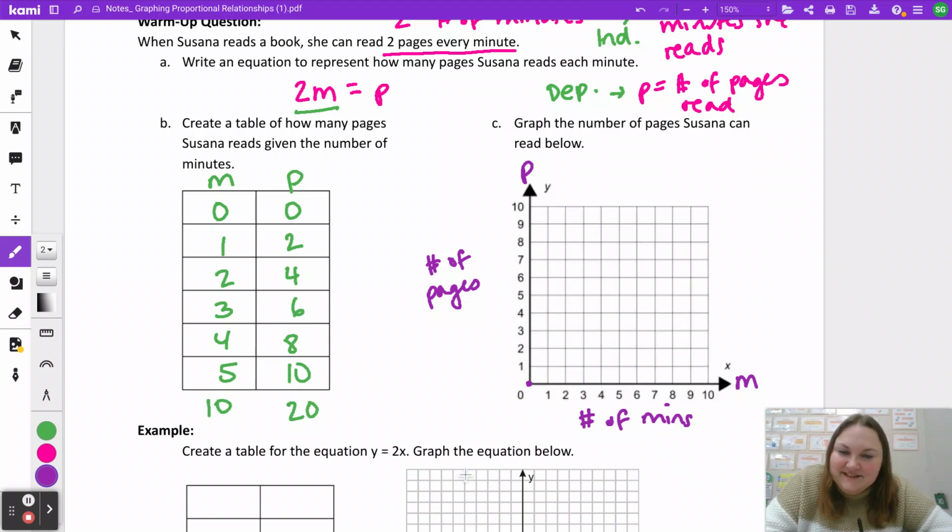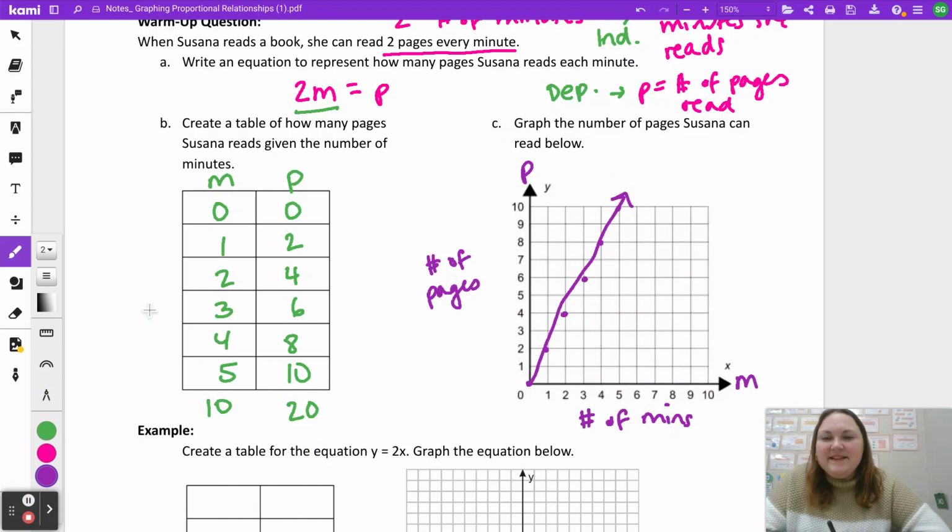Since we already have made this table, I can start marking my points. There's a point at (0, 0). There's a point showing after 1 minute she's read 2 pages. After 2 minutes she's read 4 pages. And we can keep going like that to create the graph of our line. This is where we had left off yesterday's lesson.